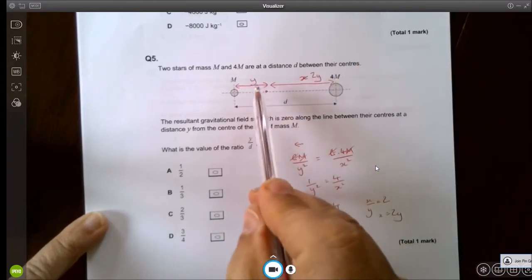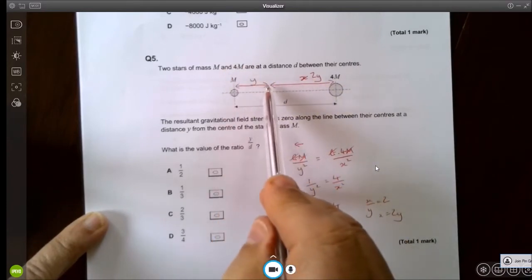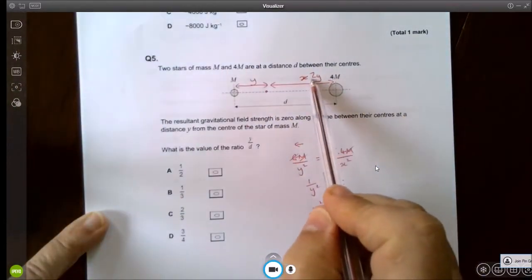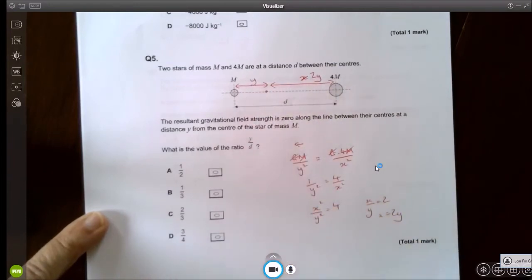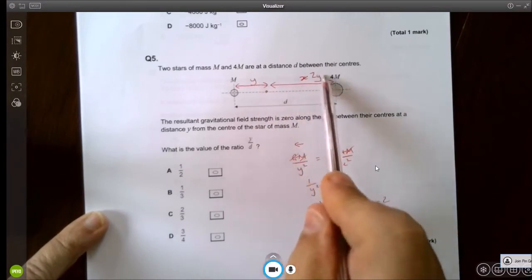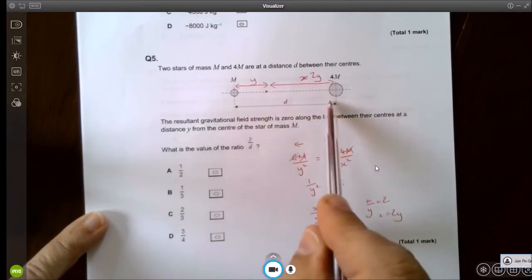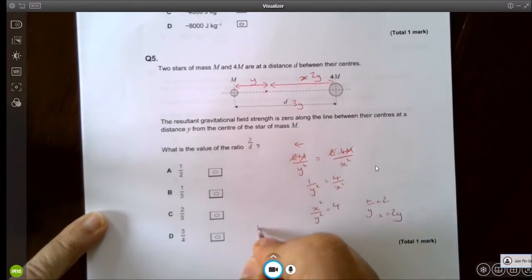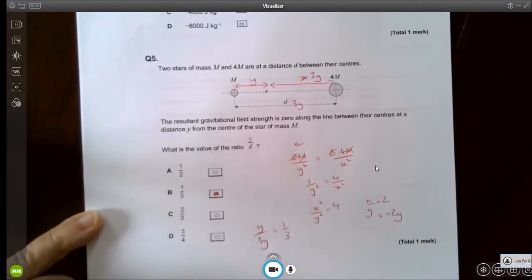So it's split in a ratio of 1 to 2 because of this square factor. If you're twice as far away, just look at this planet for a minute, it's 4 over 2 squared. This is 1 over 1 squared. That gives you the same gravitational field. You've then got the added complication that once you've worked that out, you go back to the question, and it's not this ratio, it's y over d. So it's y over this total distance, but the total distance is 3y. So it's y over 3y, which is 1 over 3. So the answer to question 5 is B.